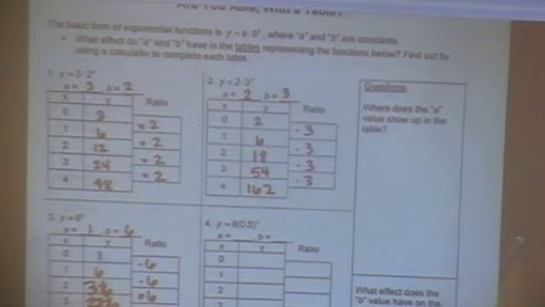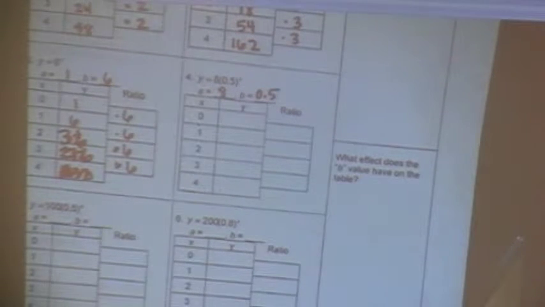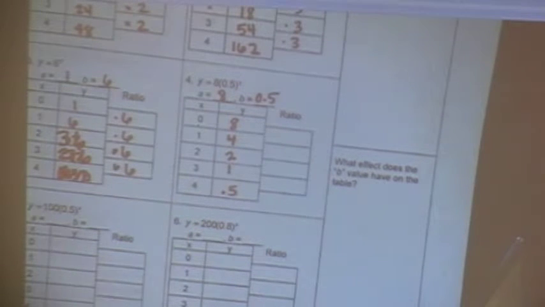Okay, so now on this one, let's go ahead and fill in our A, our B, and our ratio. So my A is 8. My B value is 0.5. I'll plug it in my calculator. Okay, now before I write the ratio down, what do you notice about the Y column here?